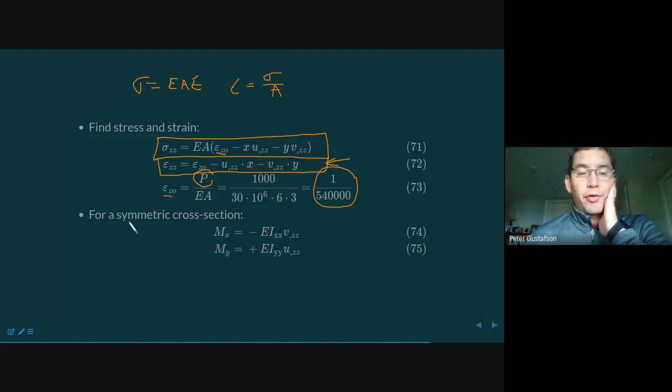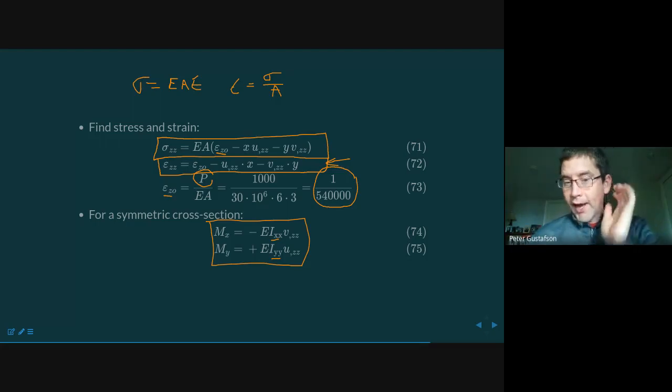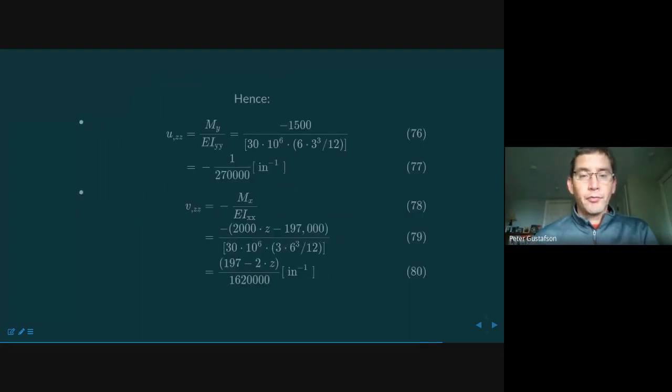Recognizing we have a symmetric cross-section, that makes these equations simplify greatly. We ultimately can calculate Ixx and Iyy. Those are the integral of x squared dA and the integral of y squared dA. And again, these second derivatives are the curvatures. Okay, knowing the moments, we've solved for the moments. Knowing the cross-section properties, which we can compute rather easily, we can solve ultimately for the curvatures.